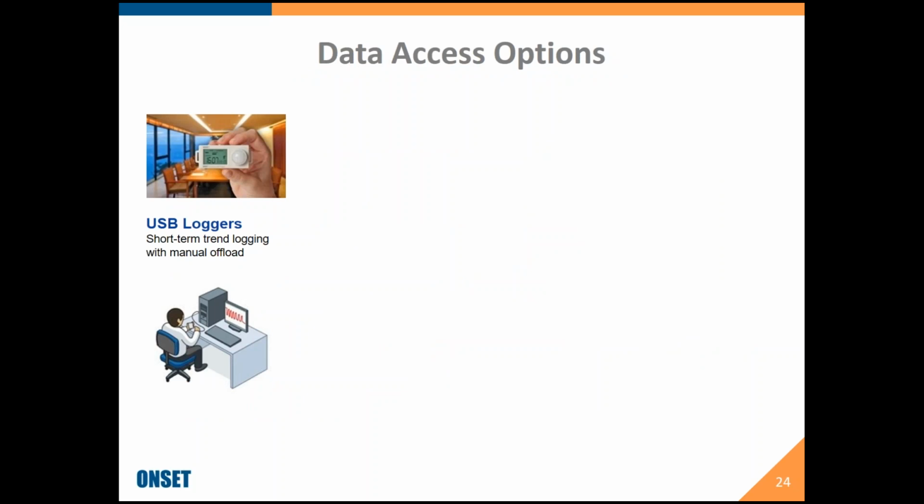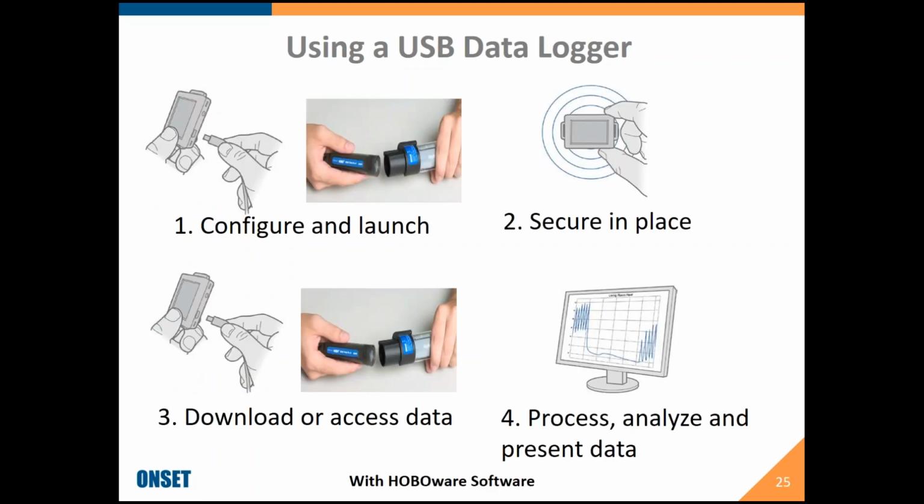Data access options, and we'll go over what kind of options you have to gather the data and set up these loggers. First ones we'll look at is the USB loggers. And these USB loggers use a cable or shuttle. And the first thing you do is configure and launch them either with the cable or the shuttle or the base station. You actually take and connect the cable to the logger, or put the logger into the base station and set it up for launch.